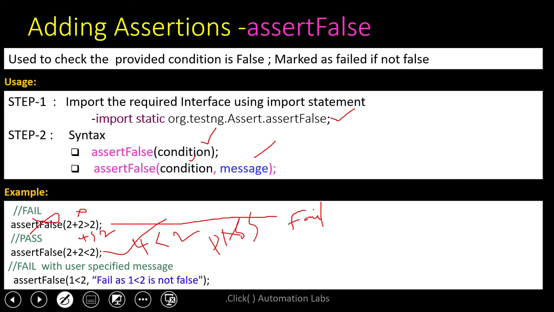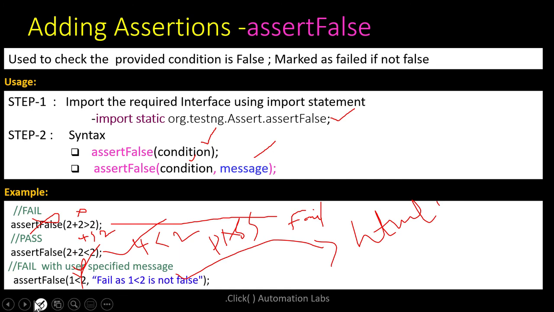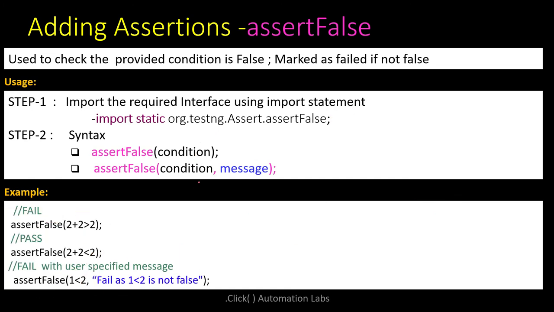And assert false 1 less than 2. 1 less than 2? Yes. 1 less than 2, right? But I said assert false, meaning I said this condition is false. But this is not false, this is a true condition. Then this assert will fail, and this particular message will be reported in your execution report, in the TestNG HTML report. So this is how assert false works.